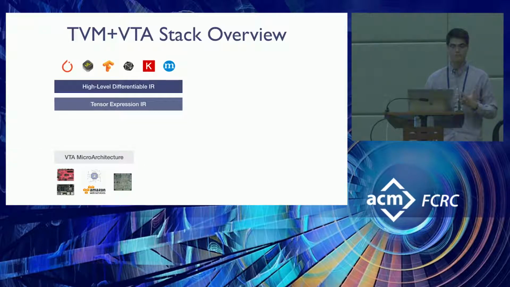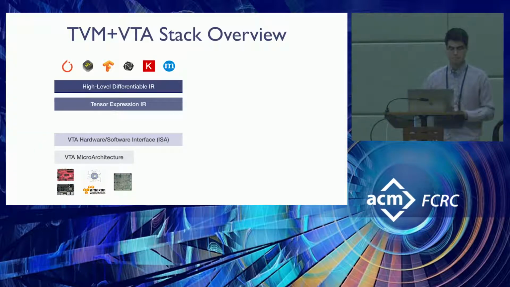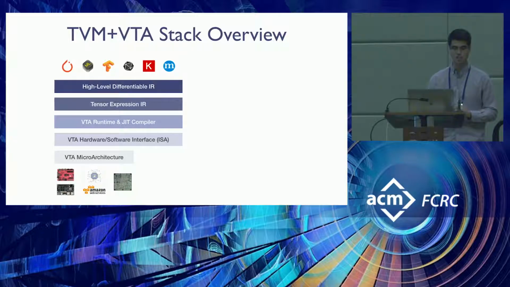So we have a Vita microarchitecture. You can think of it as a programmable accelerator template. There's an ISA specification that specifies a contract between hardware and software. And then we have this runtime and JIT compiler that essentially handles code generation from the TVM layer down to our custom ISA. And of course, testing in hardware can be cumbersome.